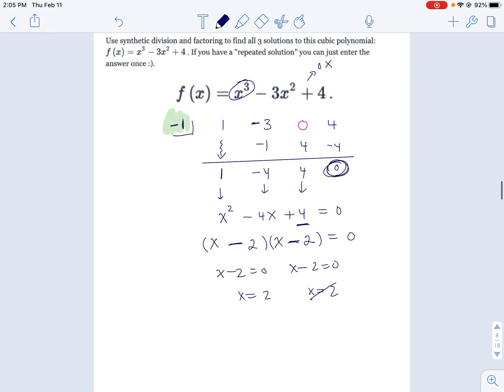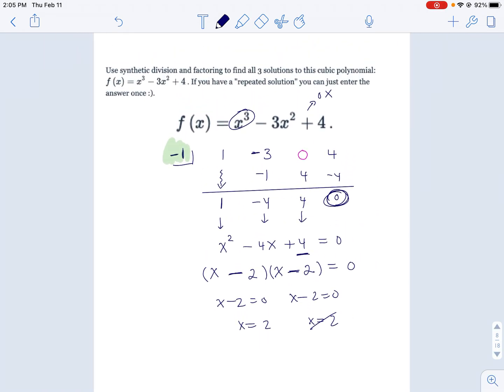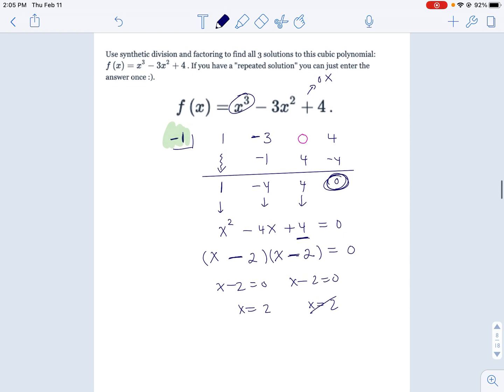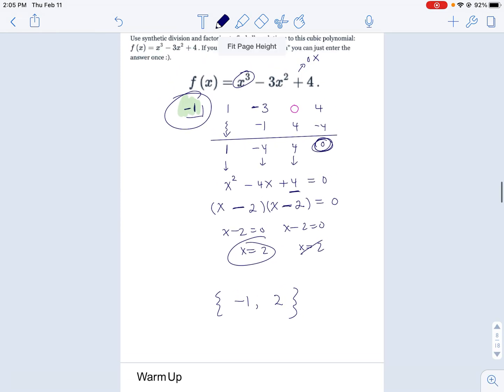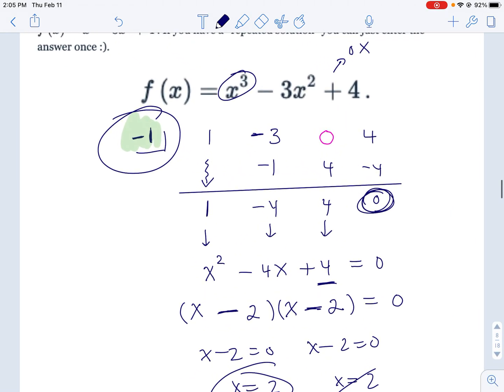So you don't really have to list it twice. I think that's in the directions, right? If you have a repeated solution, just enter the answer once. So negative 1 is a solution, and so is 2. So in that little box, you type negative 1, hit a comma, and hit 2, and those would be your answers.